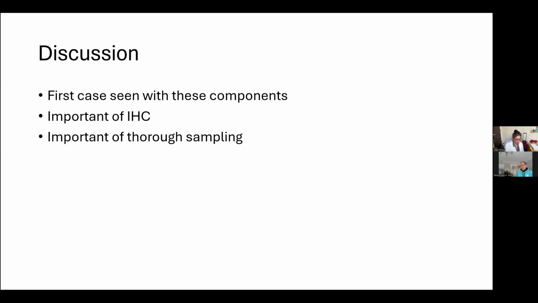Obviously, if you're concerned about something, then immunohistochemistry is definitely helpful. When in doubt, obviously, it's good to do some sort of confirmatory test. So I'll stop there and back to you, Dr. Caparte, about what happened with this patient.